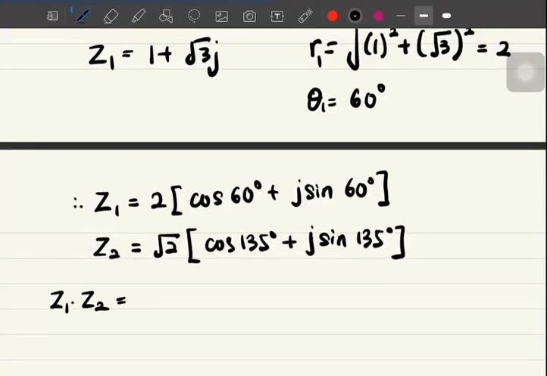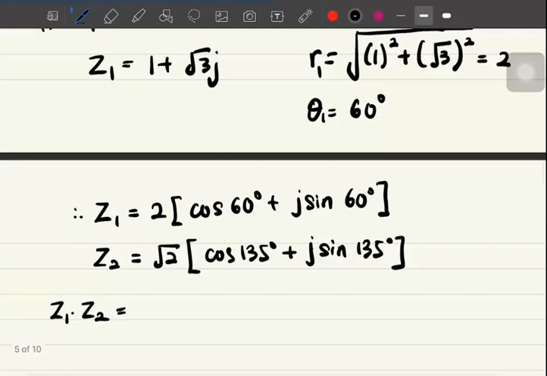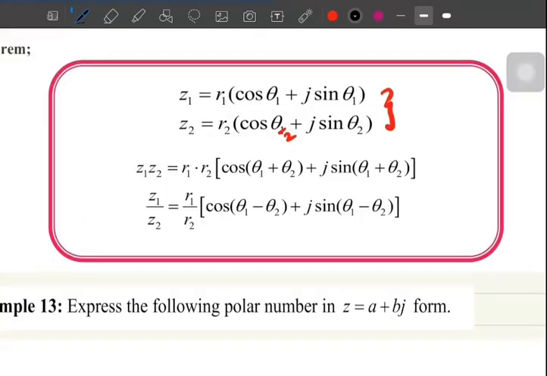So if you take a look at this theorem, if Z1 is multiplied with Z2, what you should do is R1 multiply with R2, cos theta 1 plus theta 2 plus J sin theta 1 plus theta 2. If divide, then R1 divide with R2, and now theta 1 minus theta 2. Okay, so the difference is here. If multiply, we add the theta. If divide, we subtract the theta.